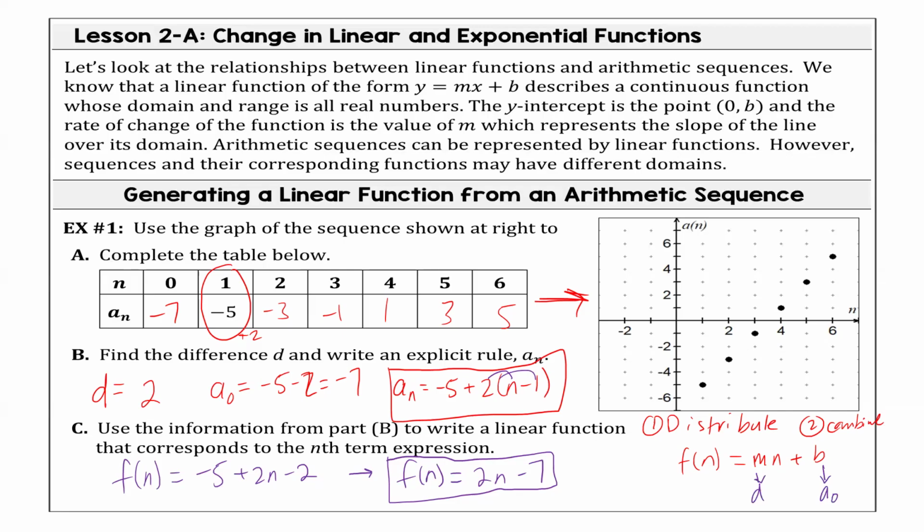What 2A.2 is introducing is, okay, if you can do an arithmetic sequence, you can also translate it over to a linear function model.